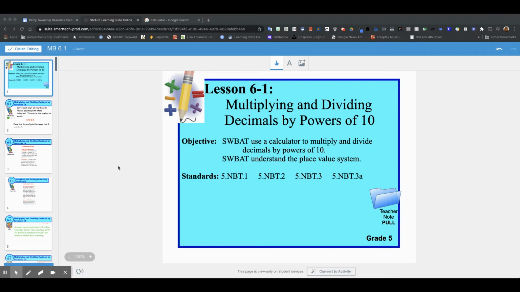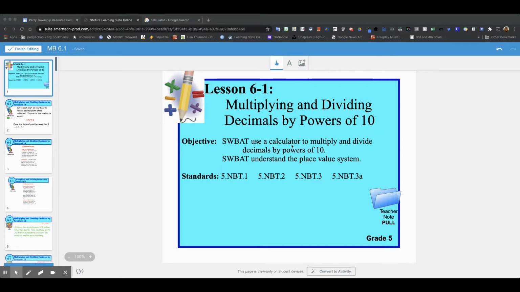All right, we are ready for Unit 6. We're on Lesson 1, and we will be multiplying and dividing decimals by powers of 10. As you can see here, we're going to be able to use a calculator to multiply and divide decimals by powers of 10, and we're also going to understand the place value system. So that is something that you need to have ready: a calculator.